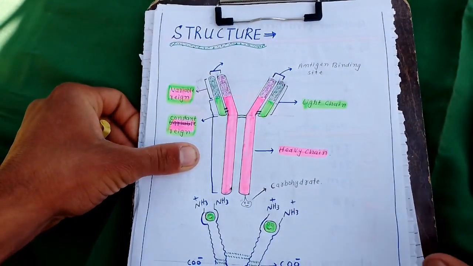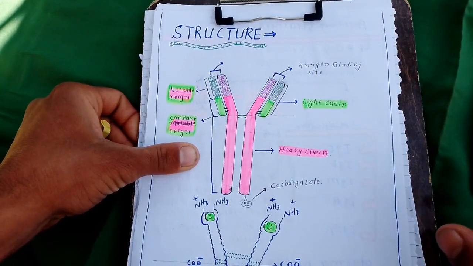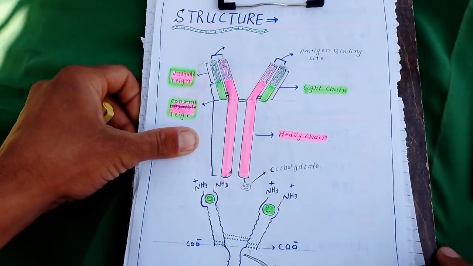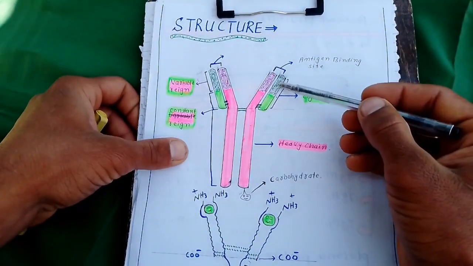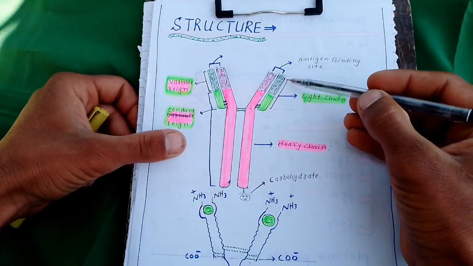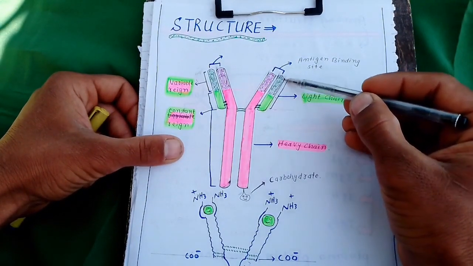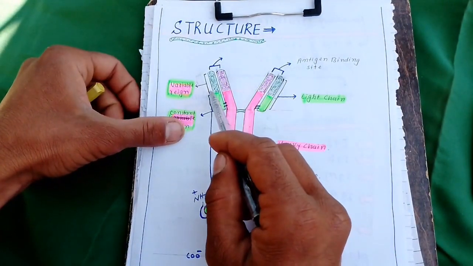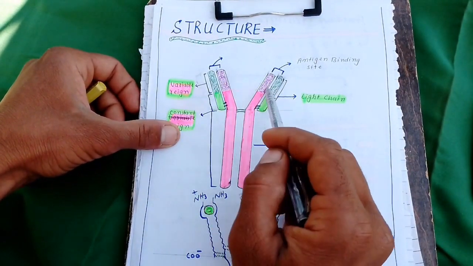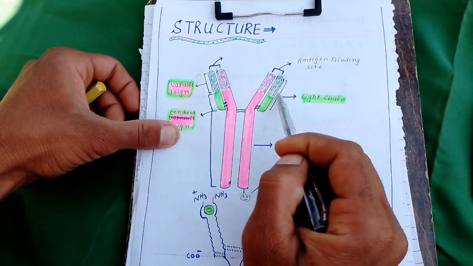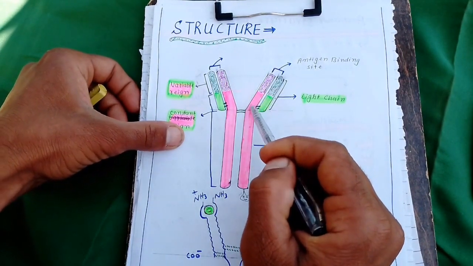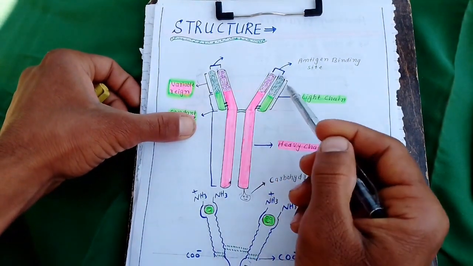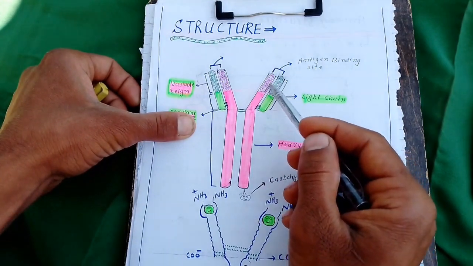But antibody also consists of two regions: the constant region and the variable region. What is the constant region? What is the variable region? This is the variable region. It is composed of half of the light chain and a quarter of the heavy chain.